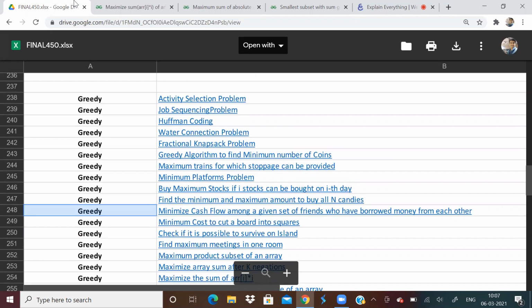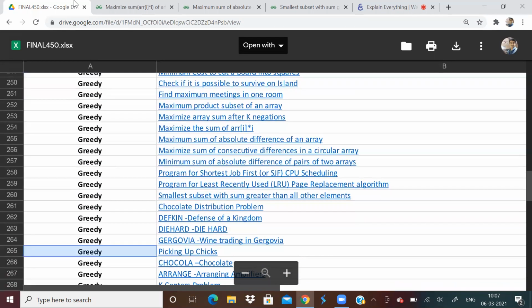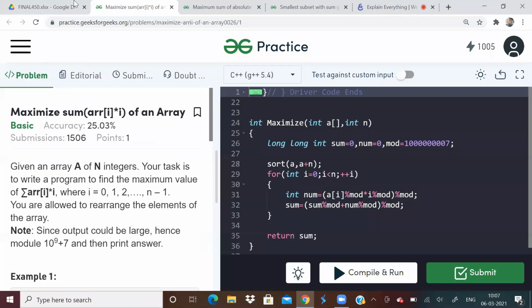There are not multiple methods. And there are quite standard problems. And also some problems are repeating in this list. I will tell you what are repeating. The name has been changed, that's it. So let us see some fundamental problems today. So let us start with this one.